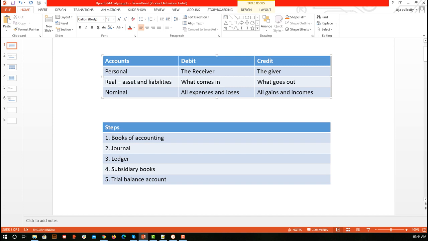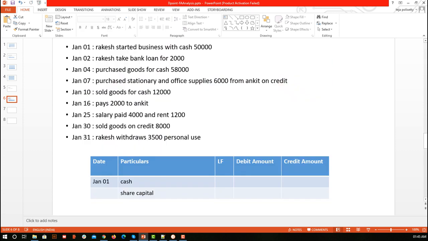So don't see yourself as a third person, assume you are the account and then see what is happening. So here we are a cash account, and in the cash account money is coming in. So it is a debit. In case of debit, what is the amount? 50,000. So we write 50,000 here.